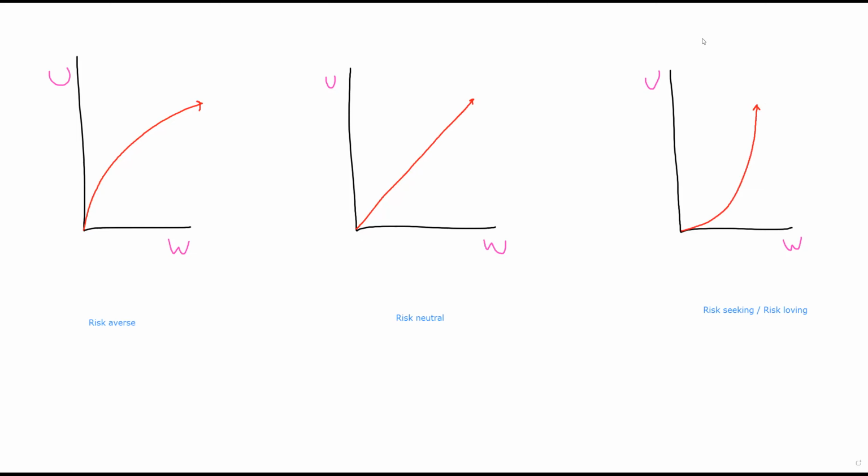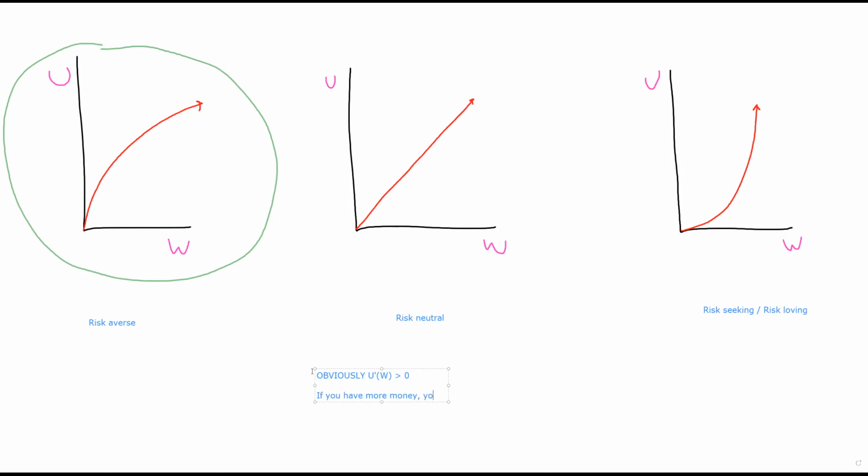Most people, probably you included, are like this, although I've seen some of you guys gamble and maybe I think you're risk seeking, you're risk loving, but most people are risk averse. Obviously, we'd rather have more. Obviously, all of these graphs are increasing. So obviously, U prime of W is positive. That means if you have more money, you will be happier. Duh, that's obvious. But for the risk averse category, U double prime of W is negative.